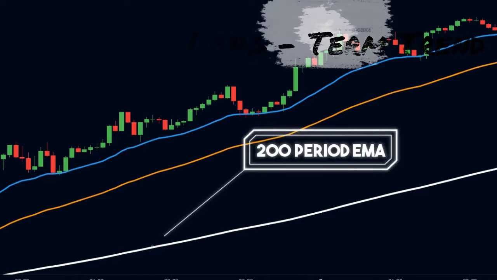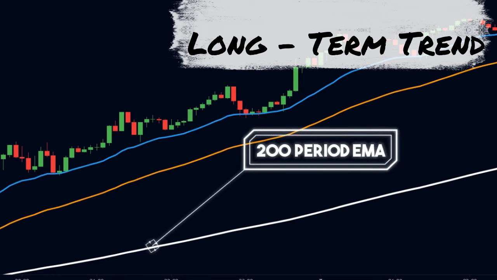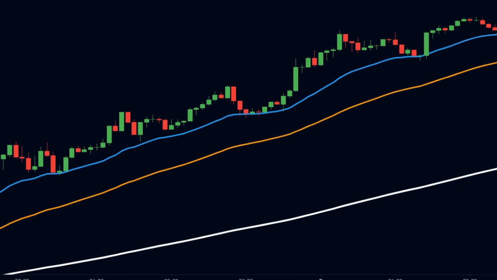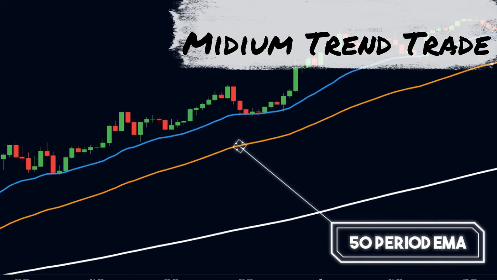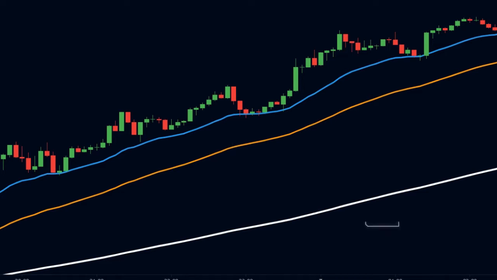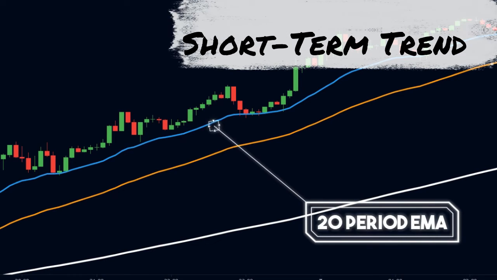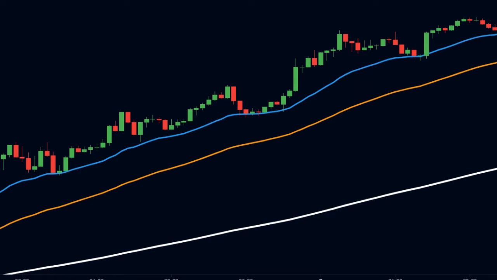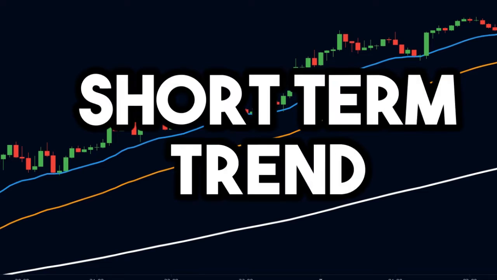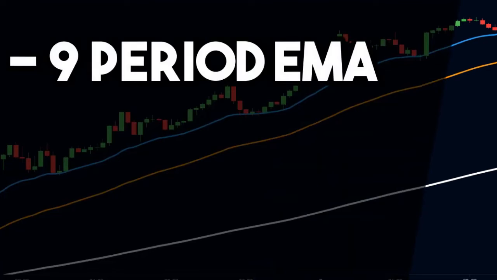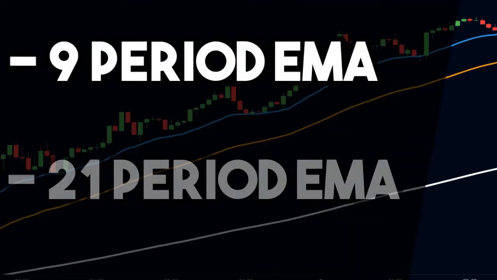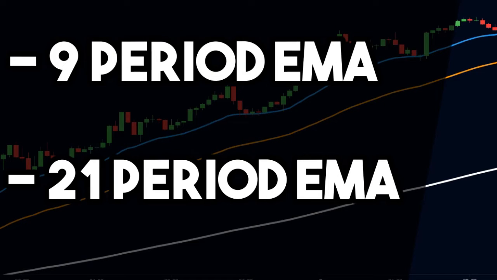A 200-period moving average shows the long-term trend of the market. Similarly, a 100-period or a 50-period moving average will show the medium-term trend of the market. Lastly, a 20-period moving average will show us the short-term trend of the market. Since we are scalping, we are only concerned with the short-term trend of the market. Hence, we will use a 9-period exponential moving average and a 21-period exponential moving average.